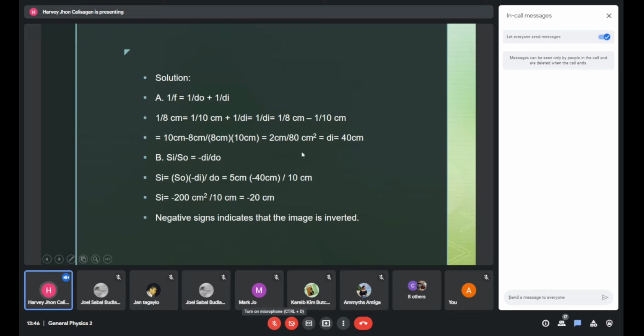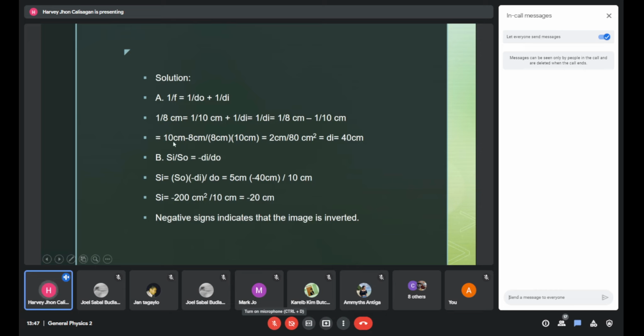Now, 80 is equal to 80 for both. So 10 times 1 is 10, 8 times 1 is 8. And then our common denominator is 80. So we have now 1 over 8 centimeter minus 1 over 10 centimeter, divided by 80 centimeter squared.